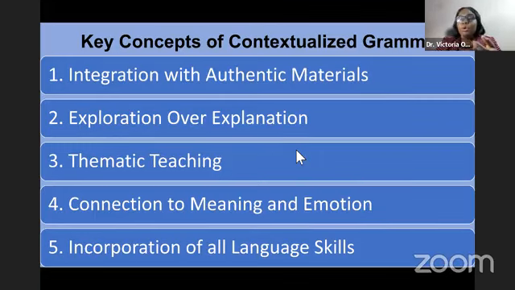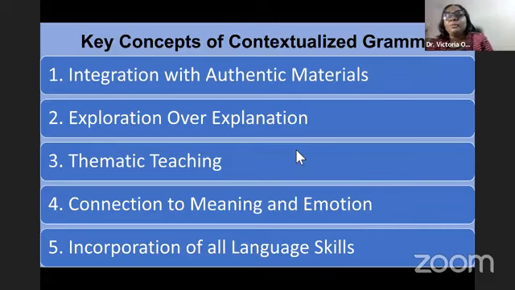And so what we do with the integration with authentic materials is, instead of teaching the grammar rules and telling them to memorize it, the students will, through other means, use these materials that they themselves can relate to, to help them understand it.